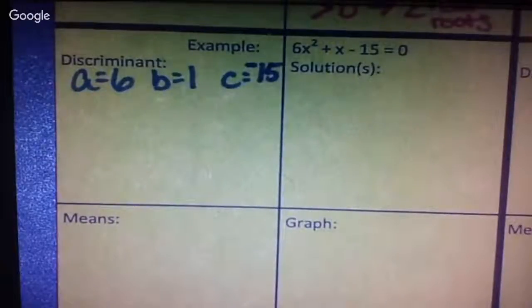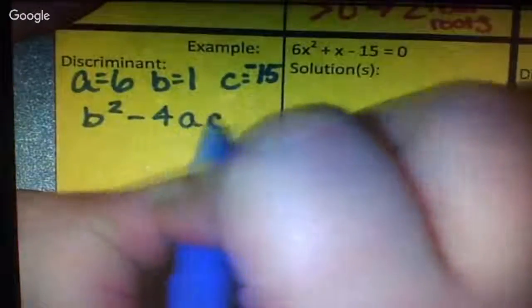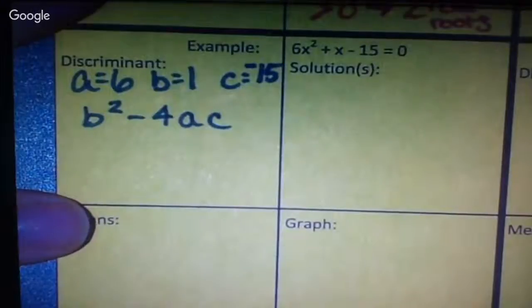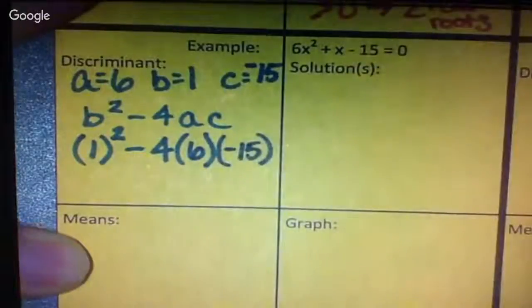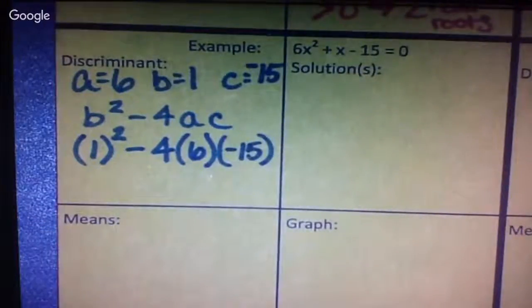Okay, so we are now going to plug this into your discriminant, which we said was b squared minus 4ac. Remember, when you plug numbers in, you put it in parentheses. So my b value is a 1. So 1 squared. Minus 4. My a value is a 6. My c value is a negative 15. Plug this into your calculator exactly how you see it, in parentheses and all.